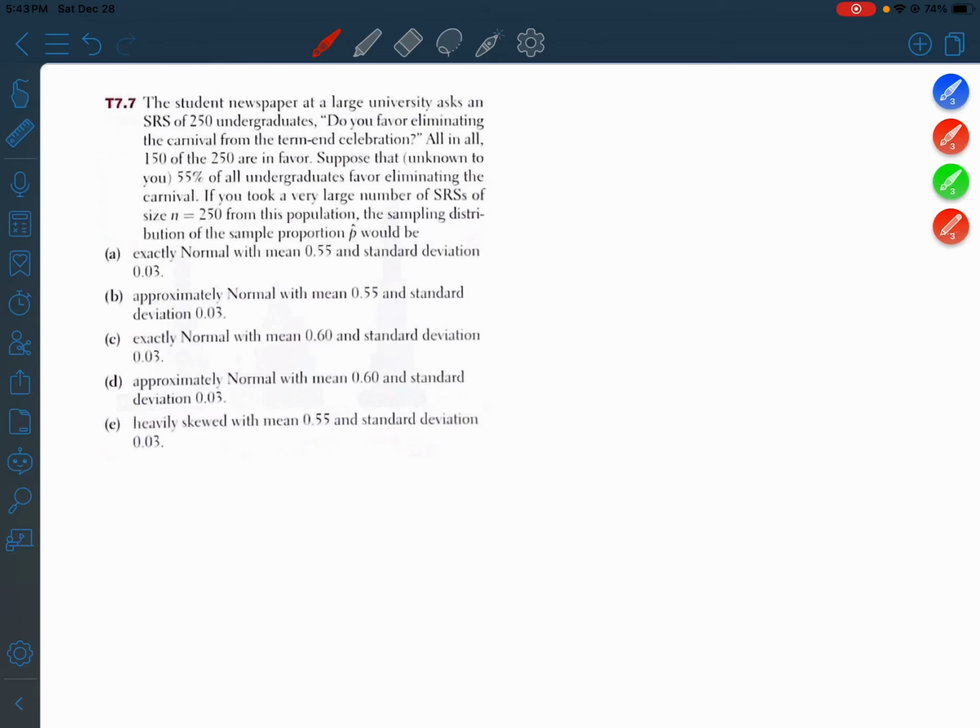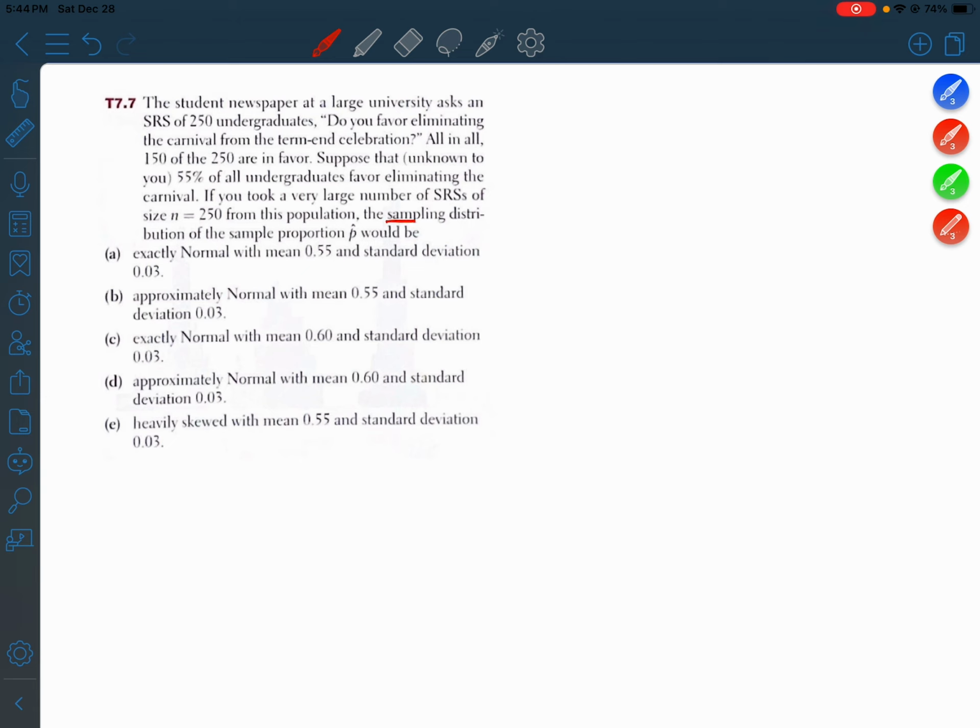T7.7. The student newspaper at a large university asks an SRS of 250 undergraduates, do you favor eliminating the carnival from the term end celebration? All in all, 150 of the 250 are in favor. Suppose that, unknown to you, 55% of all undergraduates favor eliminating the carnival. If you took a very large number of SRSs of size n equals 250 from this population, the sampling distribution of the sample proportion p hat would be what?